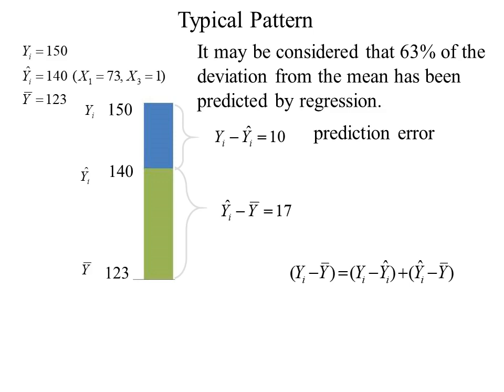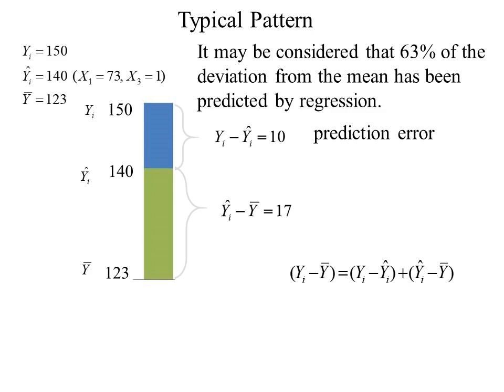With information on her age and education, our guess of her blood pressure changed from 123 to 140, becoming closer to the true value of 150 by 17. But it is still 10 points away from the true value of 150. So, if she is represented as individual i, y i minus y hat i is 10, and y hat i minus y bar is 17, and their sum, 27, is the total deviation of her observed value from the mean.